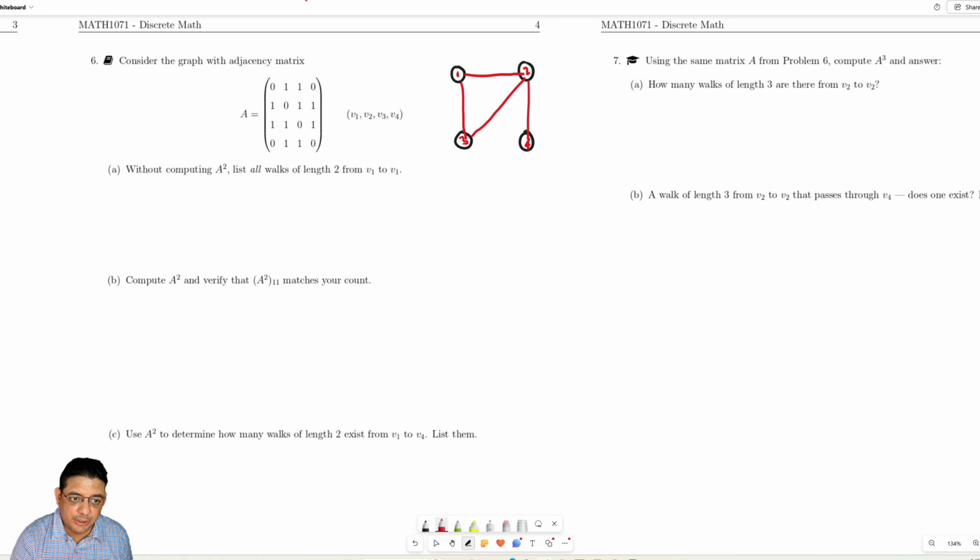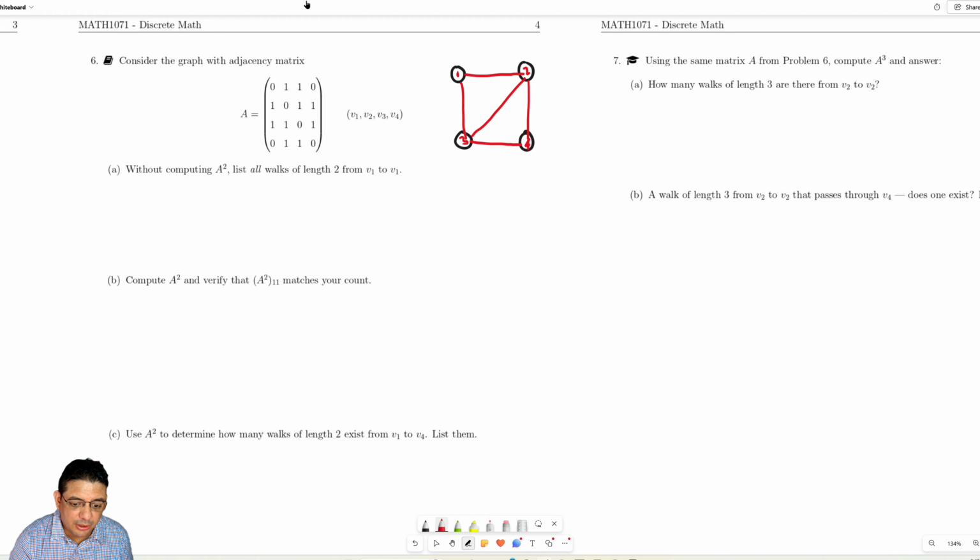From node number 3, it tells me that it's connected to 1, to 2, and to 4. So node 3 is connected to 1, to 2, and to 4. So we have this situation. Now from node 4, it tells me that it's connected to node 2 and node 3. So this is my graph.